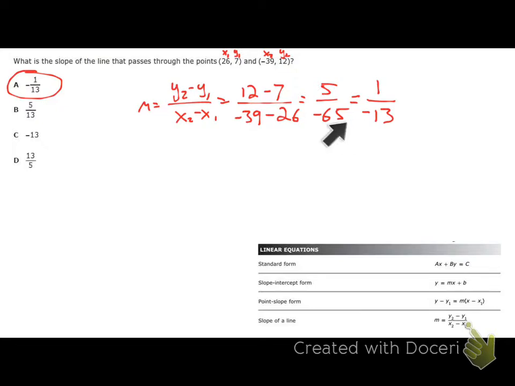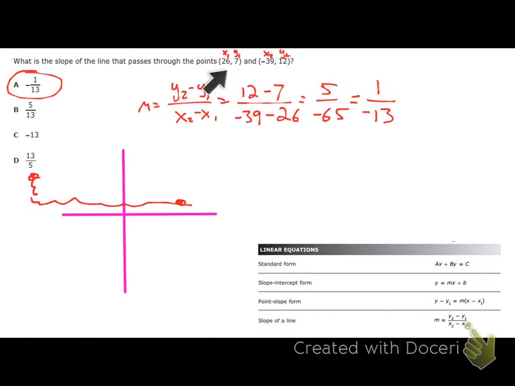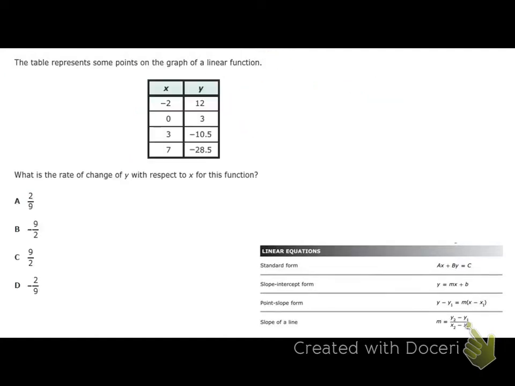Let's say you drew a blank on your test, had no idea how to use this formula to find slope. You could plot these points on a piece of graph paper, and you have to get a pretty big graph paper to plot those. But if I were to do, let's say the point 26, 7 is right there, and the point negative 39, 12 would be, say, right there, and you can just count rise over run and see what you get. But this one's a little bit tough to do that because these points are so large, so you can rely on your formula there.